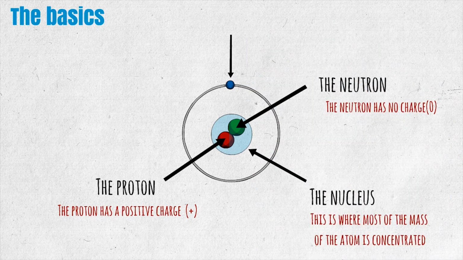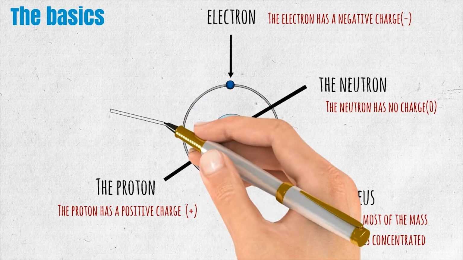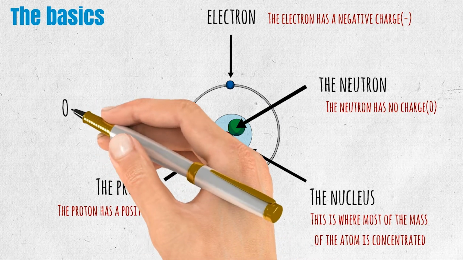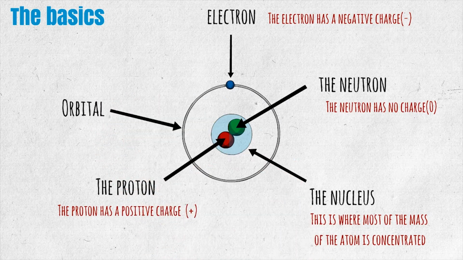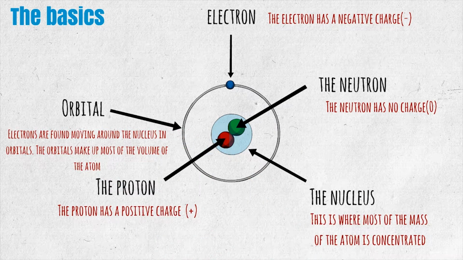Electrons are tiny particles that are found moving around the nucleus. Electrons carry a negative charge. The path the electron takes around the nucleus is called an orbital. The orbital makes up most of the volume of the atom. This means that most of the atom is actually empty space.